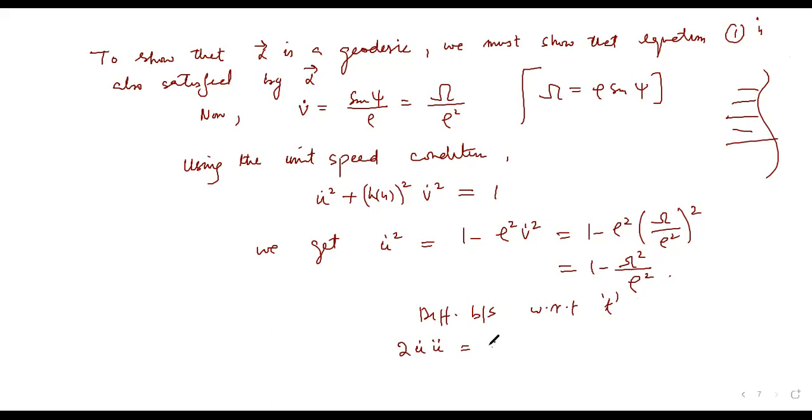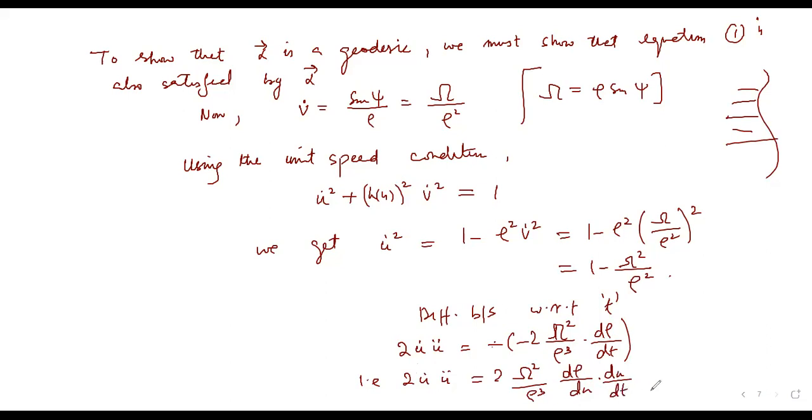twice, I think it should be minus twice, actually minus of minus twice 1 by rho cube, of course omega square is a constant, into d rho by dt. So I will get twice u dot u double dot plus twice omega square by rho cube. I can write it as d rho by du using the chain rule once more into du by dt. So 2 cancels out.